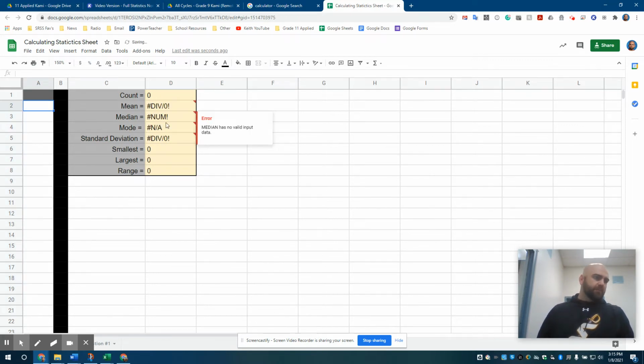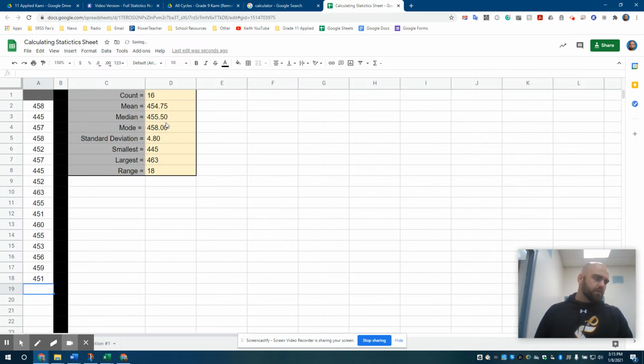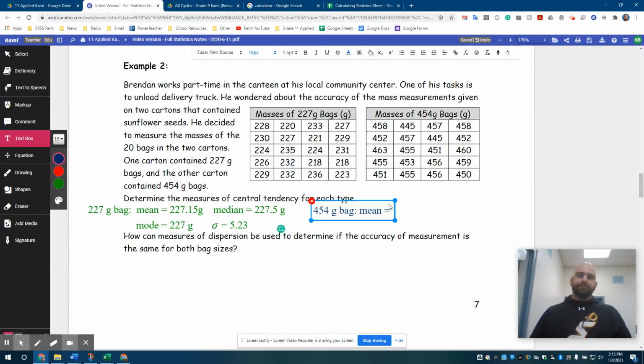All right, let's do the next one here. So 458, 445, 457. And there we go. Did I get that all? Looks like same answers that I got. Okay, perfect. All right, so here's our values for the 454. We have a mean of 454.4, a median of 455, mode of 455, standard deviation of 4.5, and then we have smallest, largest, and our range is actually exactly the same.